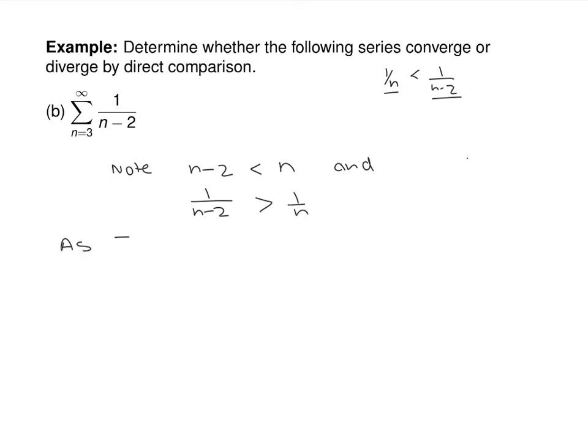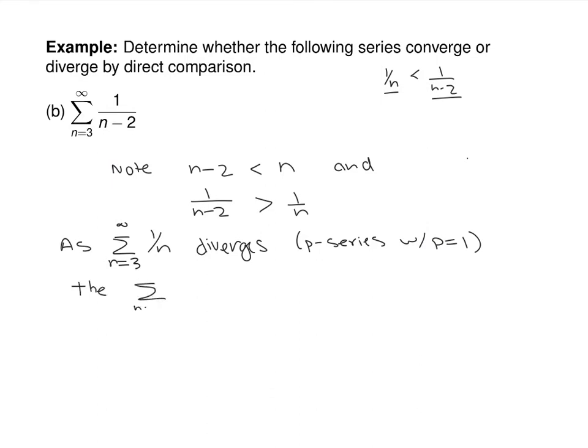And as the sum from n equals 3 to infinity of 1 over n diverges, you can tell me that that's the harmonic series, or you can say it's a p-series with p equal to 1. The sum from n equals 3 to infinity of 1 over n minus 2 will also diverge.